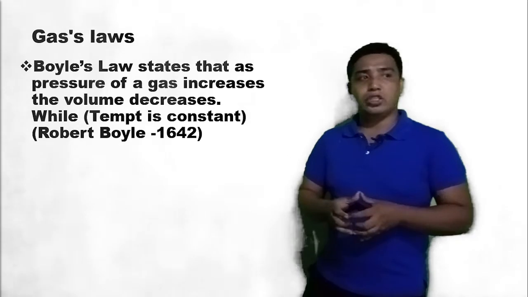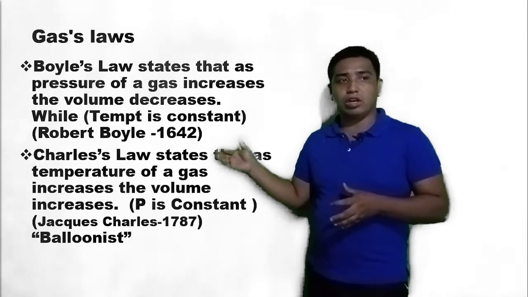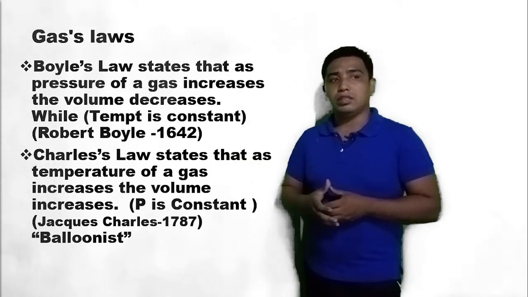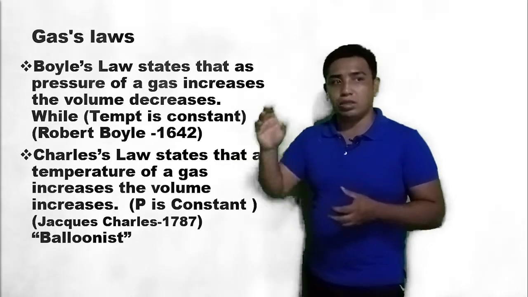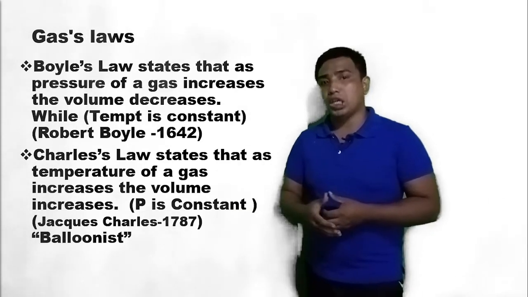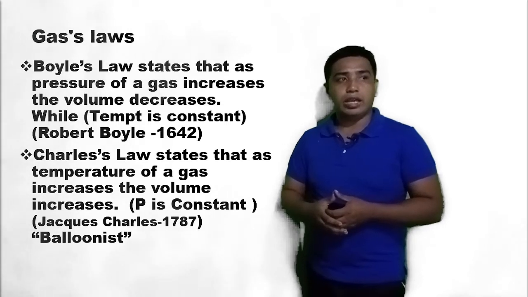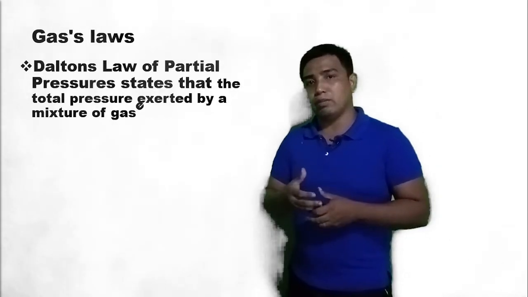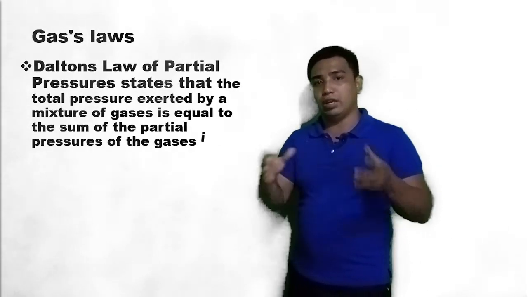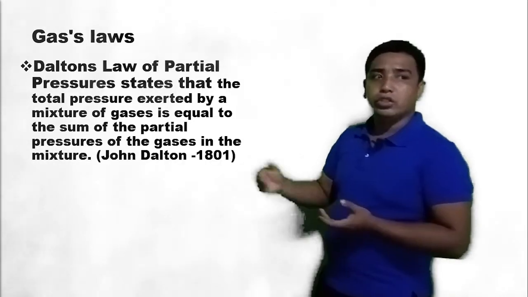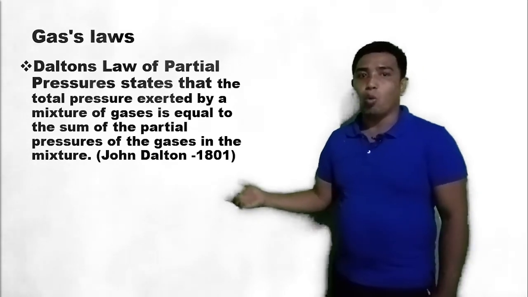We have Charles' law, which was formulated by Jacques Charles in 1787. He is a known balloonist, and this law states that as the temperature of the gas increases, the volume also increases, provided that pressure is held constant. Next, we have Dalton's law of partial pressure, which states that the pressure exerted by a mixture of gases is equal to the sum of its partial pressures, and this was formulated by John Dalton in 1801.